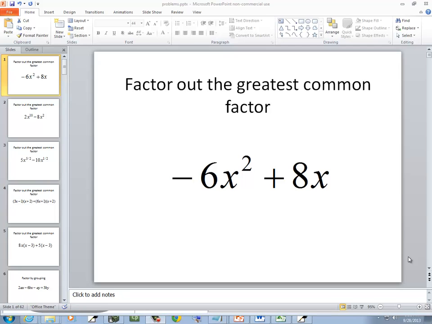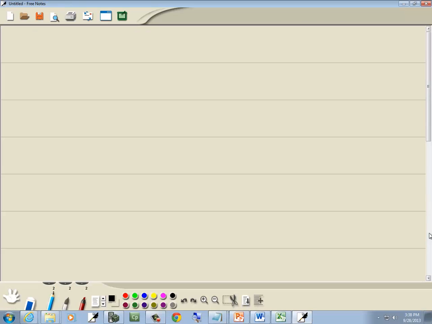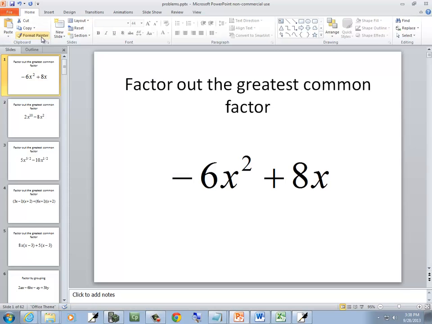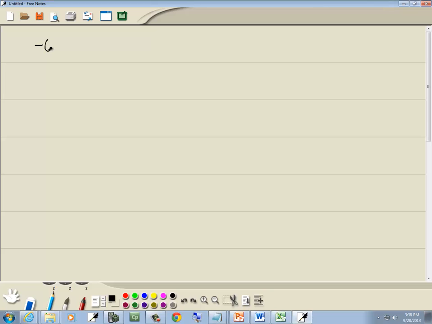In this problem, we want to factor out the greatest common factor. So I got negative 6x squared plus 8x. First thing I notice is my first term is negative. So we're going to bring out a negative automatically.